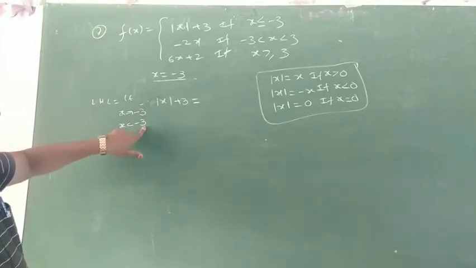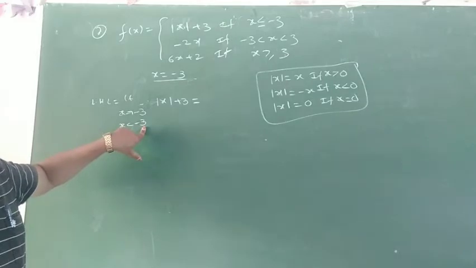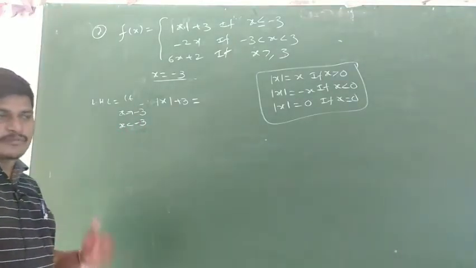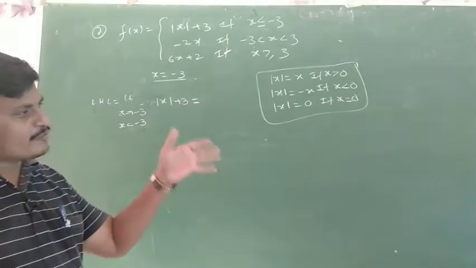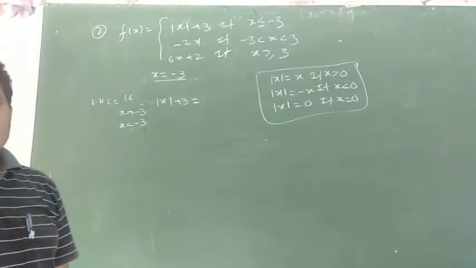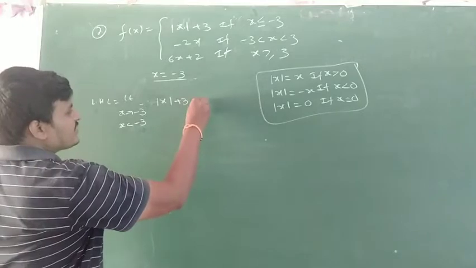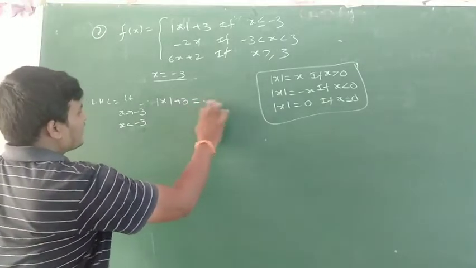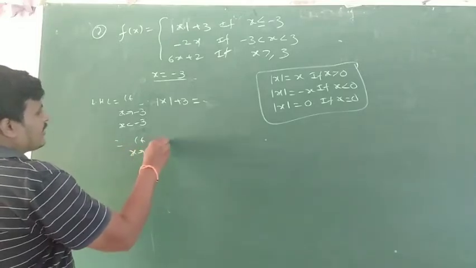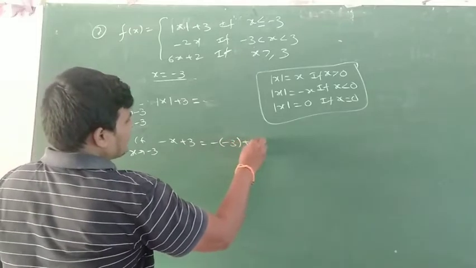Less than -3 means negative values or positive values? Less than -3 means values below -3, that is -3, -4, -5, -6. These are all less than -3, so they are negative values. For negative values, mod x is -x. So it is -x plus 3. Limit x tends to -3 minus of -x plus 3. Minus of -3 plus 3 is equal to 6.